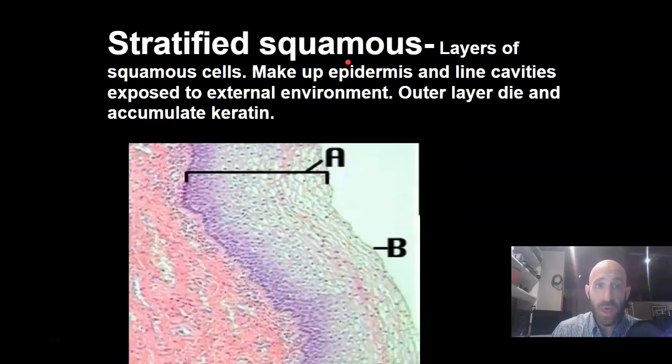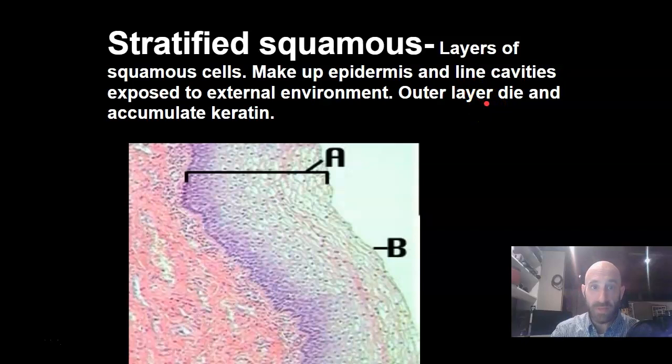We'll do one more. The last one's going to be stratified squamous. And stratified squamous is multiple layers of squamous, which is going to be flattened cells. This is going to make up one specific part of your body, and that is going to be your epidermis, okay? And any surface that is exposed to the external environment, like the inside of your ears, the inside of your nostrils, your inside of your mouth, okay? Anything that's to the open air, that is going to be made up of the stratified squamous.